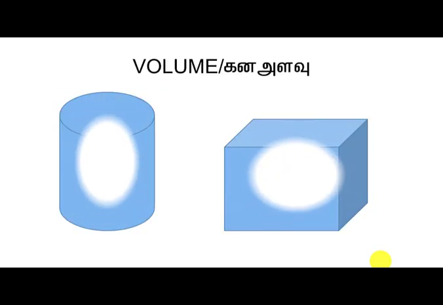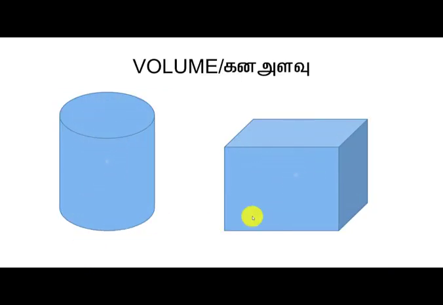See these two examples. This is a cylinder and this is a cube. We have studied about the circle, is it not? This is a cylinder, and it has height. This is the square, and if the square has height, then you can call it a cube. Okay, these are all examples of volume.